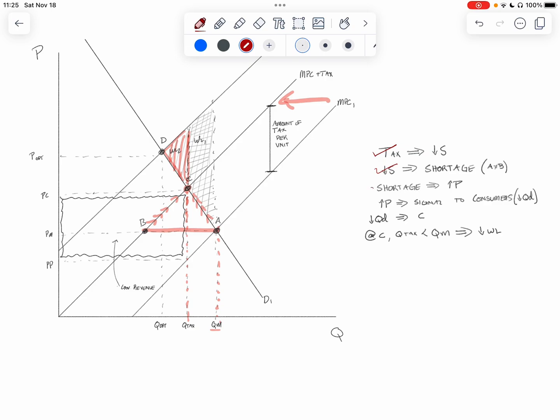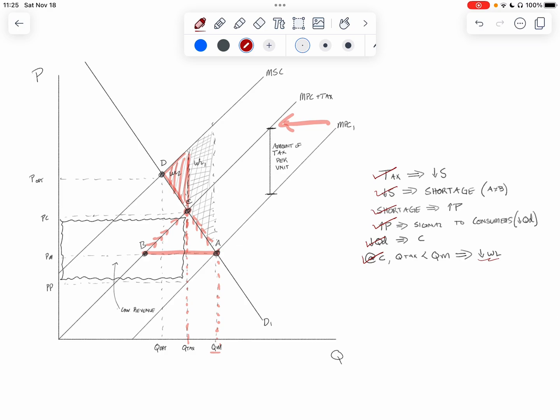This led to a shortage. The shortage caused upwards pressure on price. The upwards pressure on price signaled to consumers to reduce the quantity demanded because of the law of demand. This decrease in quantity demanded led us to a new equilibrium point at C, and at C, the quantity taxed was less than the quantity that the market had, and this led to a decrease in welfare loss.